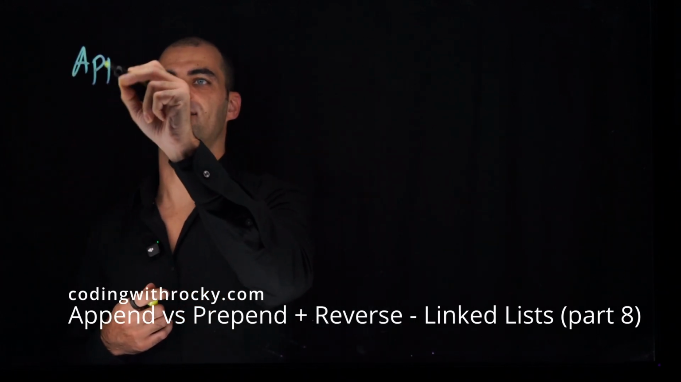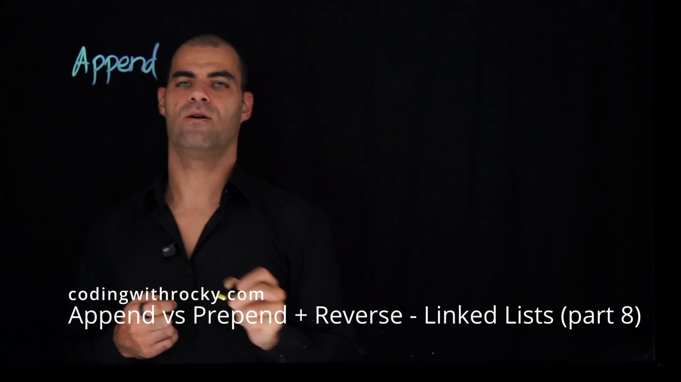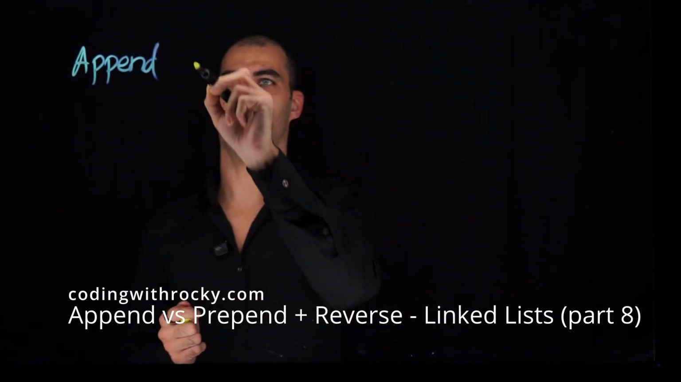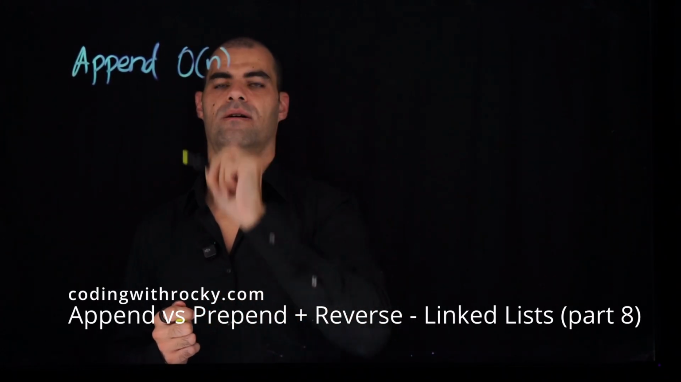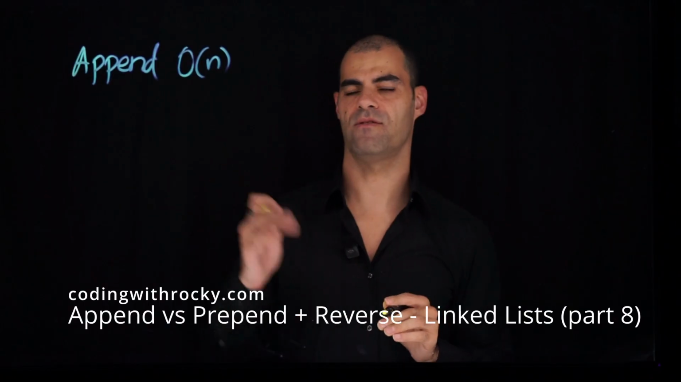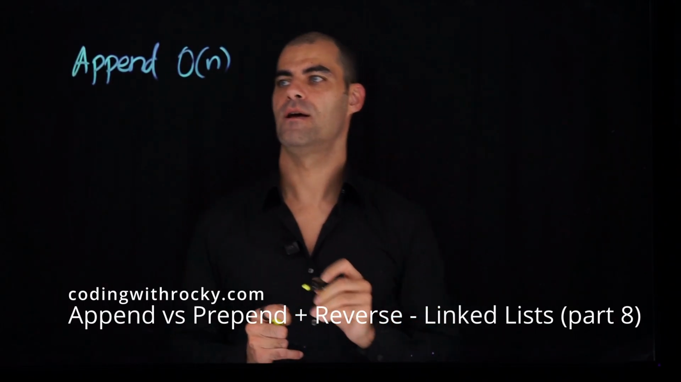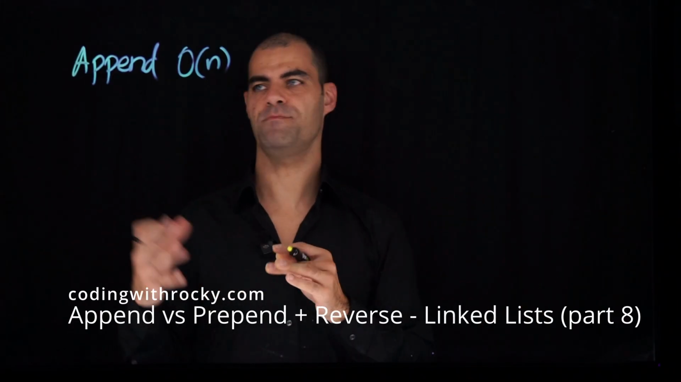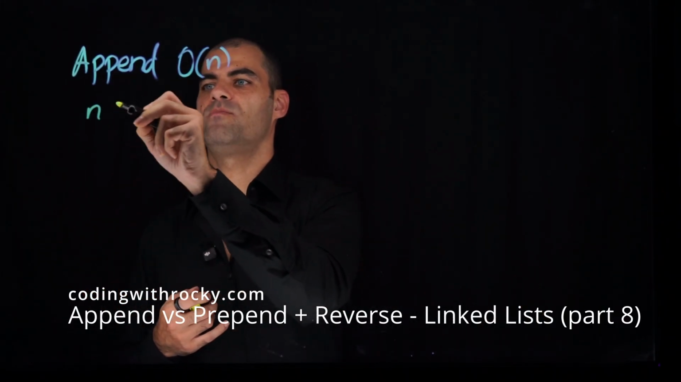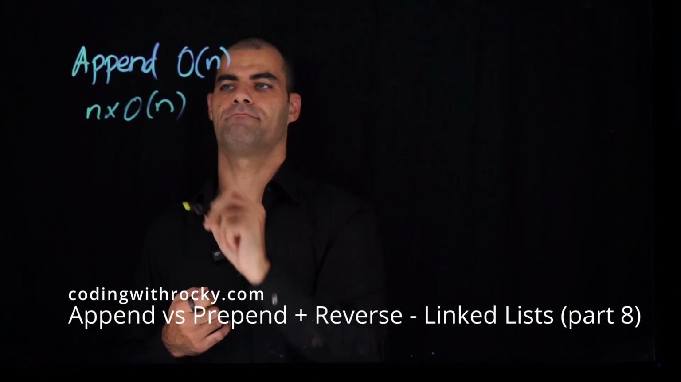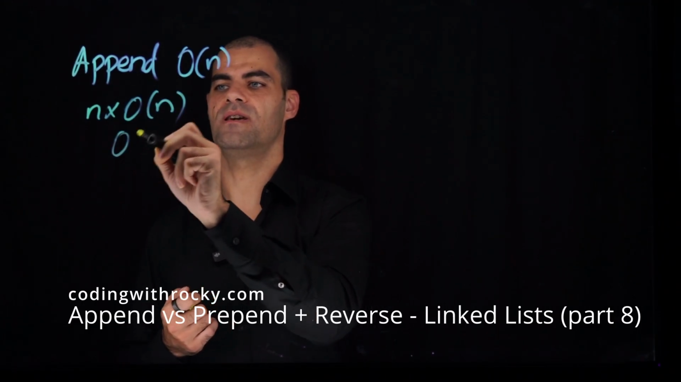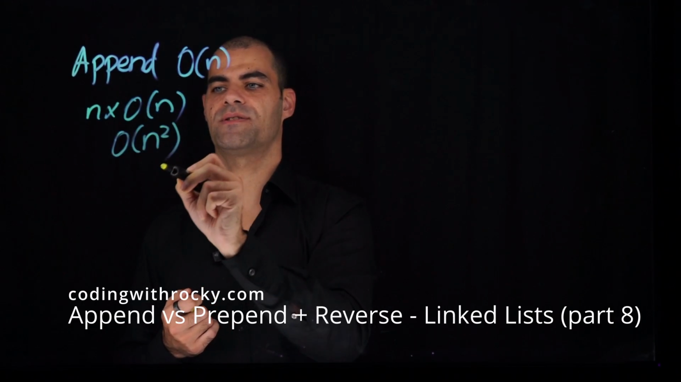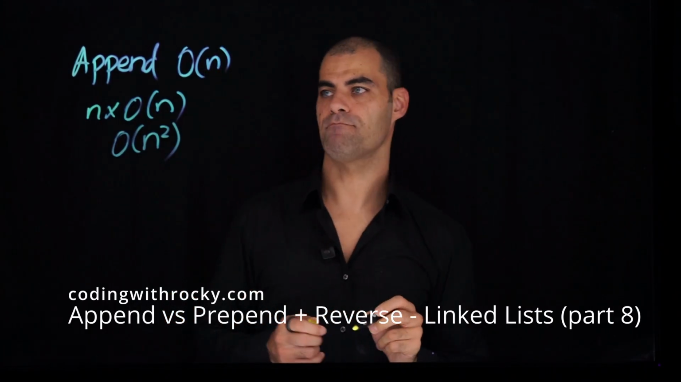So on the append side, we already learned that the append operation has a time complexity of O of n, which means that if we want to load the whole file to memory, so n items, it will be n times O of n. So this will, of course, be an O(n) squared time complexity.